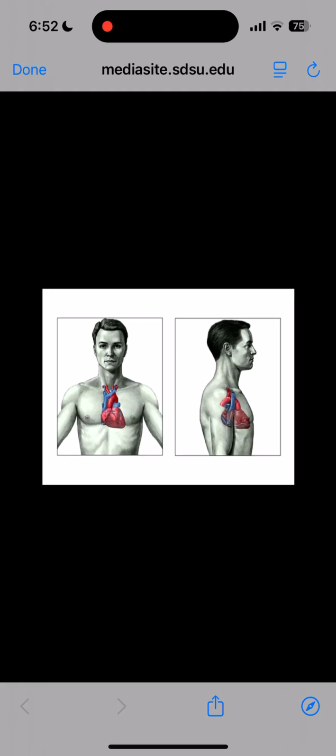If we look at a normal position of a heart in the chest, you can see that this is the normal position. So we do expect a dipole to go from the atria to the apex here and from the atria down here. This is the normal expected dipoles, okay?